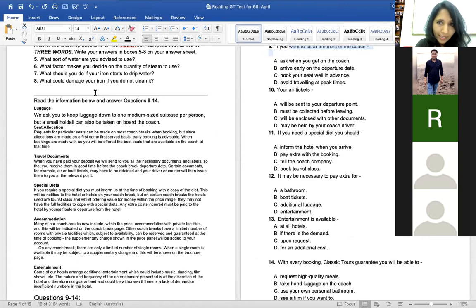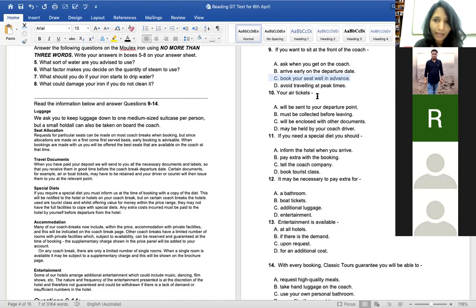Now go back to your options and read it. If you want to sit at the front of the coach, ask when you get on the coach. Requests for particular seats can be made when booking. So not asking when you get on the coach, it's wrong. Arrive early, no. Book your seat well in advance, because it's telling booking seats. Since allocations are made on a first come, first served basis, early booking is advisable. When bookings are made with us, you'll be offered the best seats available on the coach at that time. So it has to be done when we are booking. So this is our answer, answer C. So we write it in alphabet.